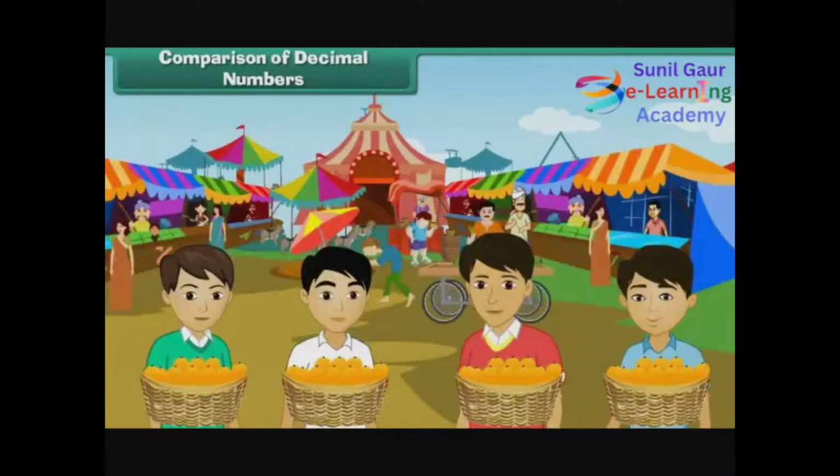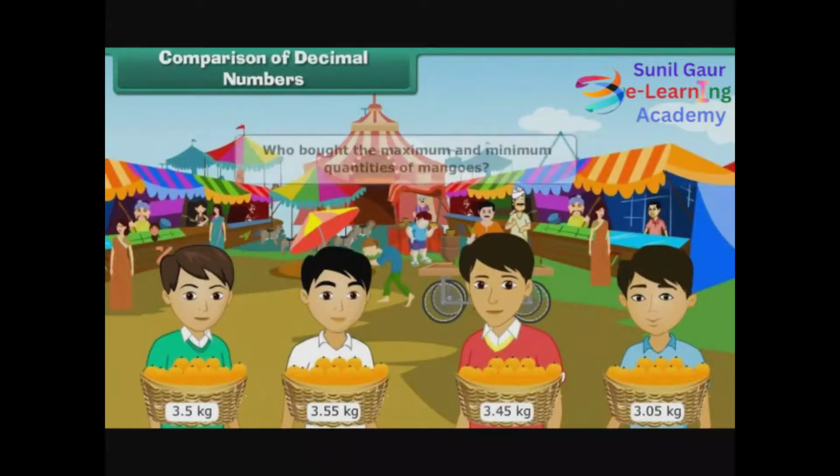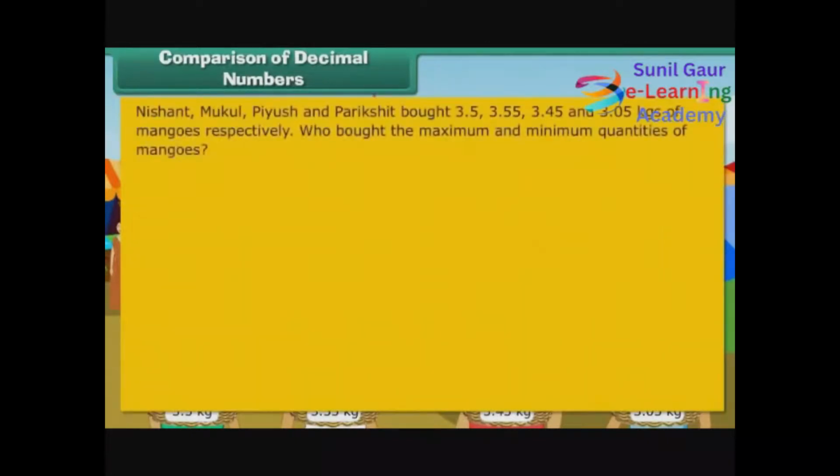Nishant, Mukul, Piyush and Parikshit bought 3.5, 3.55, 3.45 and 3.05 kgs of mangoes respectively. Who bought the maximum and minimum quantities of mangoes? Let us first arrange the decimal quantities in the descending order, that is, the decreasing order of values.